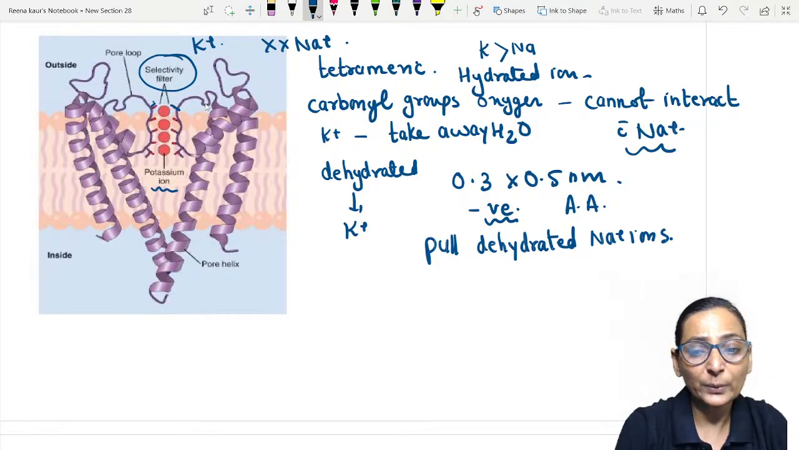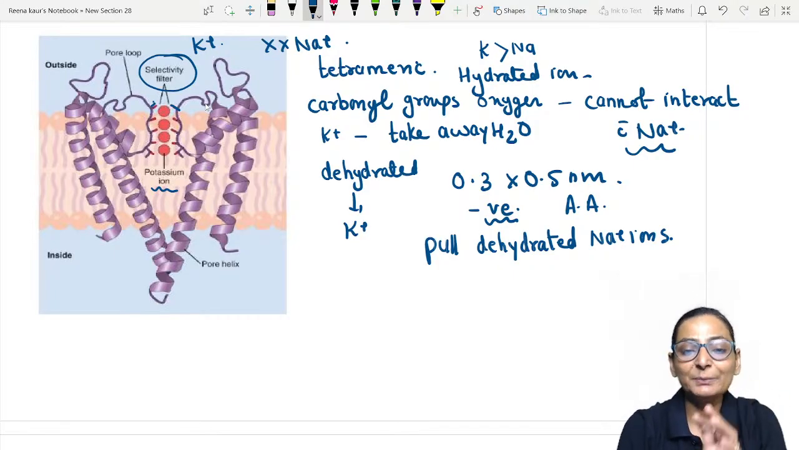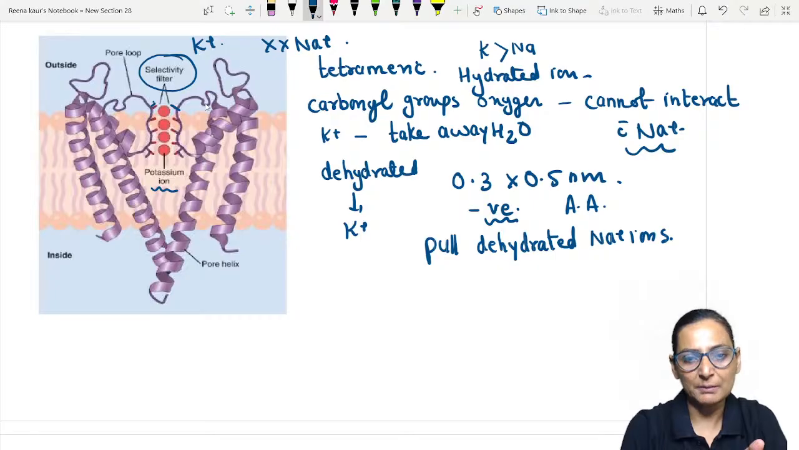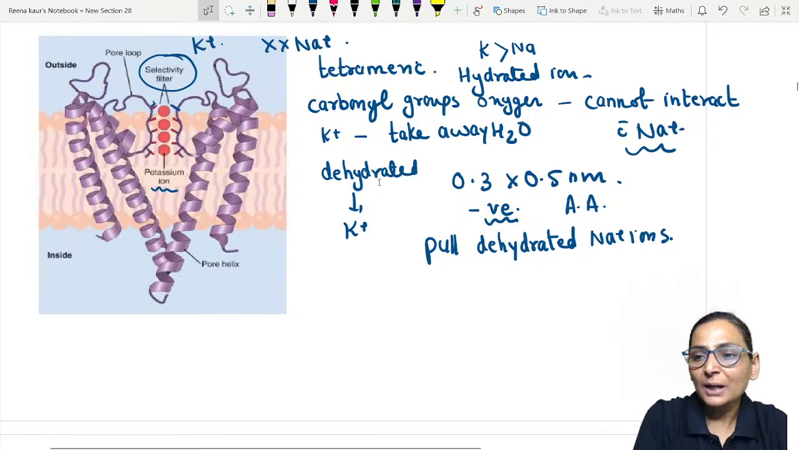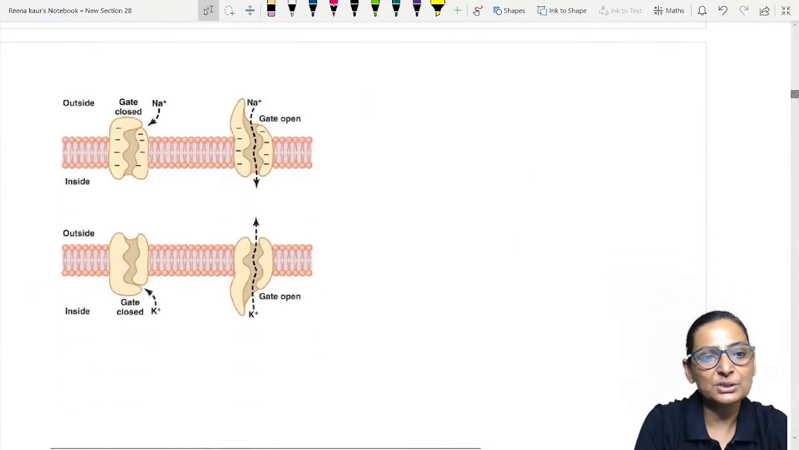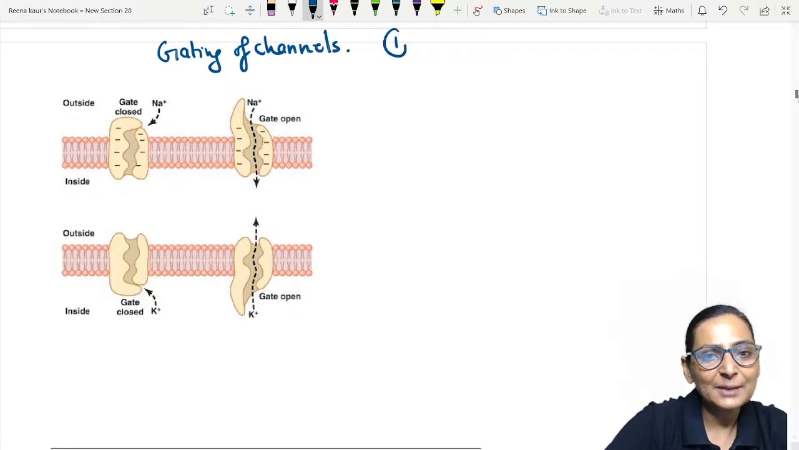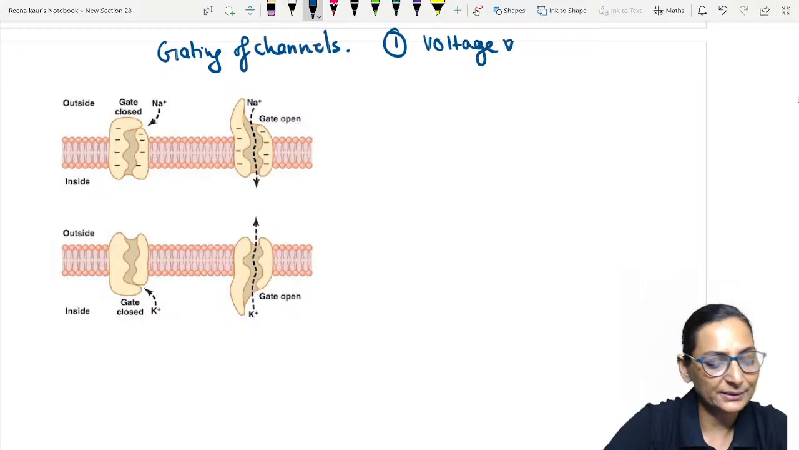They will only allow the sodium ions to come inside. So this is the way how there is a selectivity filter for the particular ion, like what they are going to allow. If they are for sodium, only sodium can come inside. If they are for potassium, only potassium can come inside. Now another type of the selectivity which we have made for the channels is what is called as the gating of the channels. So the first type of gating of the channels is called as voltage gated channels.